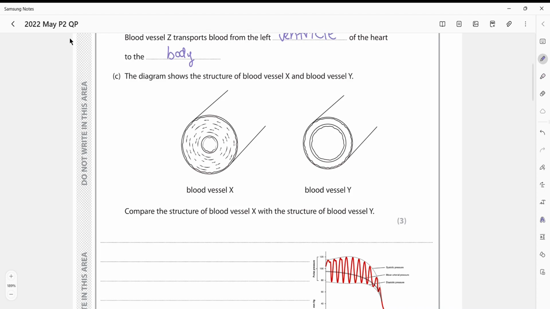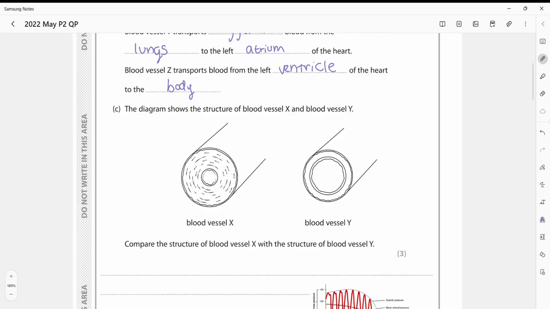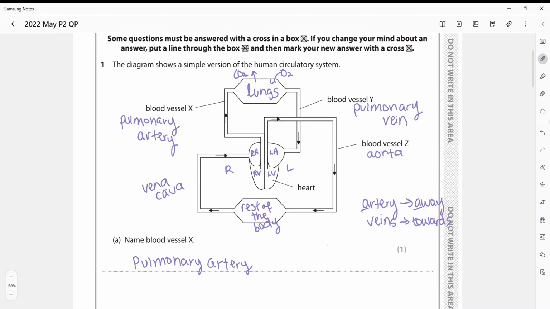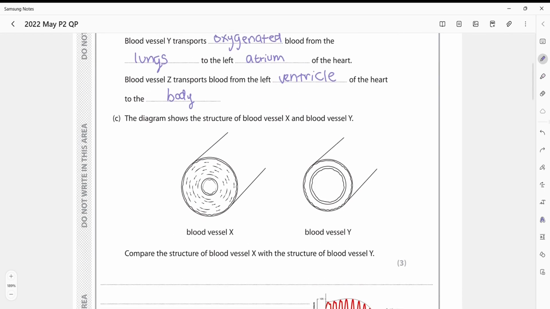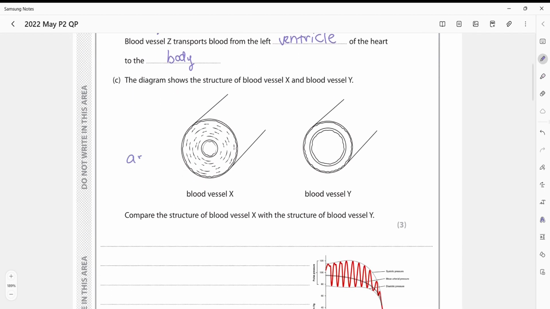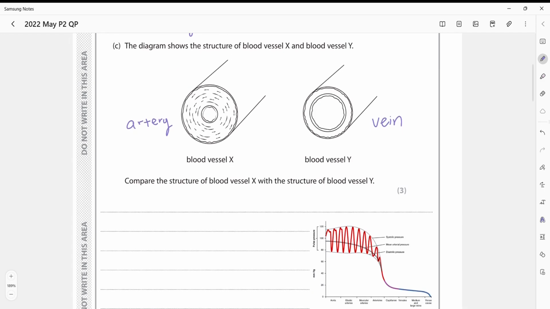Okay, part C, the diagram shows the structure of blood vessel X and blood vessel Y. So let's look back up here. Blood vessel X is a pulmonary artery, blood vessel Y is a pulmonary vein. So one is an artery and one is a vein. Let me just write that down. Artery, vein.